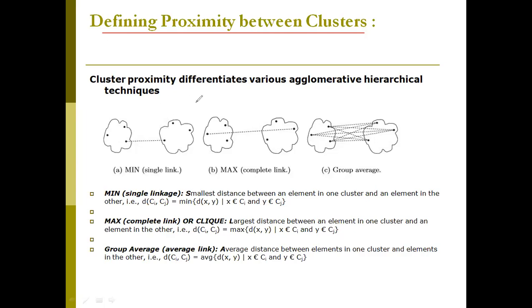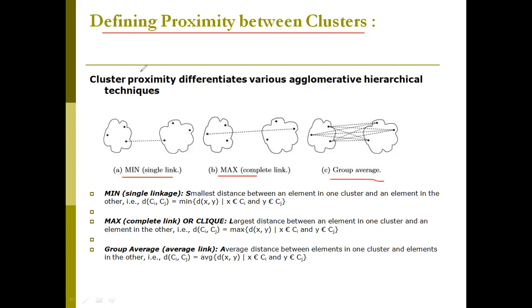So cluster proximity differentiates the various hierarchical clustering techniques. Here we are using three categories of measures under proximity measures. The first one is minimum distance, the second one is maximum distance, and the third one is average distance. The minimum proximity is also called single link, the maximum proximity is also called complete link, and the average proximity is also called group average, right?